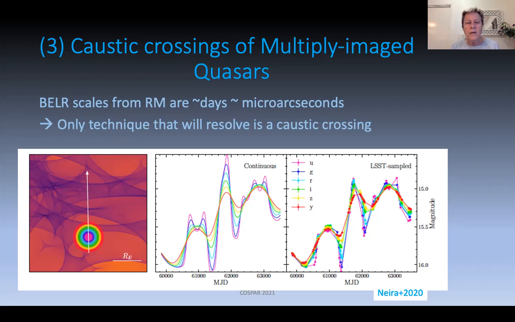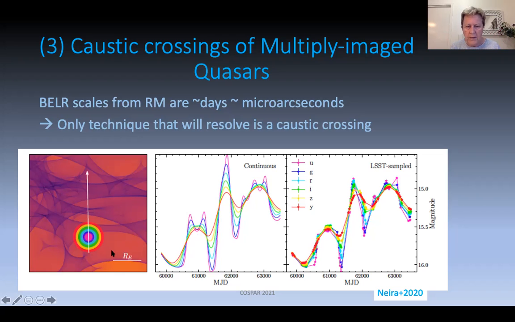Okay, and if we can see these changes, then we can actually disentangle the gravitational lensing and measure the size scales of those emitting regions. Since the emitting regions are typically on scales of micro-arc seconds, this is really the only technique that will allow direct imaging of the emission regions, both the continuum region and the broad emission line regions.